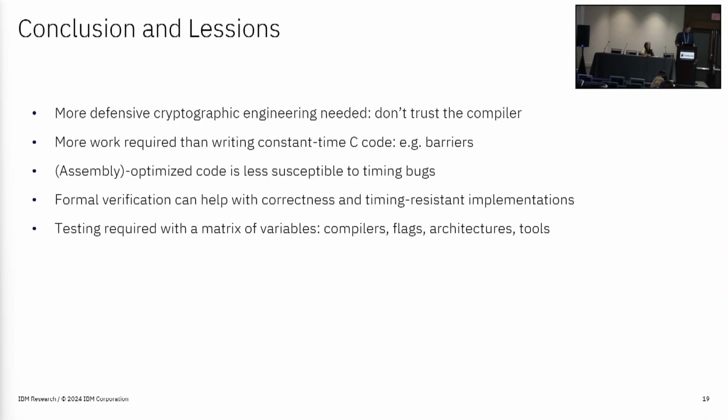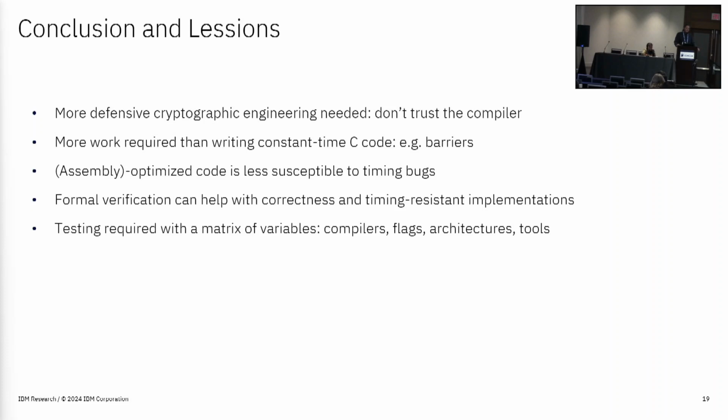Which brings me to the last slide, with some conclusions. If you implement cryptography, you need to be very defensive. You also need to be aware that just the standard way of not doing conditional branches is not sufficient. Some sense of paranoia about what the compiler can do is necessary, and you need to do more work than just writing code that looks constant time.